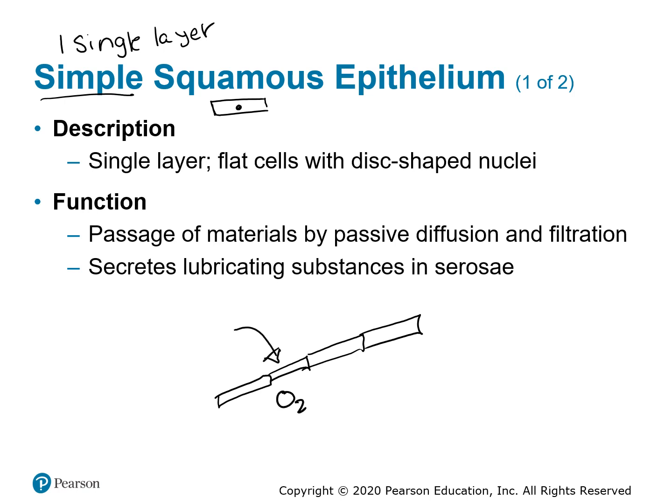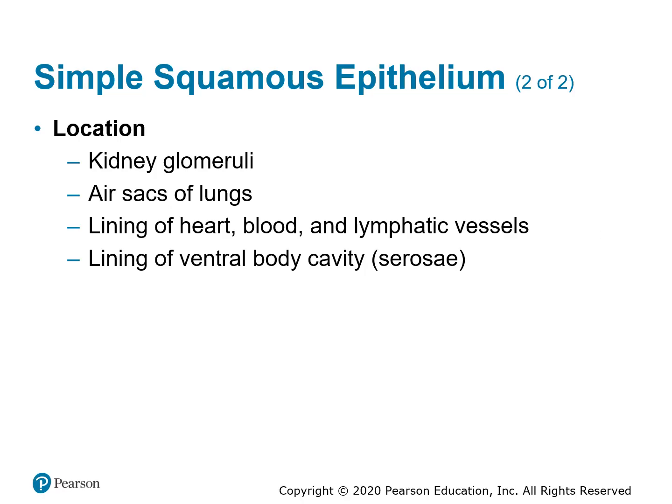Where we can pass things like oxygen and other things. So you would think about where we might be able to find these types of cells in other places in the body. I'll give you a second to think about that. Maybe the alveoli of the lungs, some places that do a lot of filtration, such as the kidney glomeruli. That's basically just a tube in your kidneys. In the lining of the heart, the blood, lymphatic vessels, and in some of those serosae.